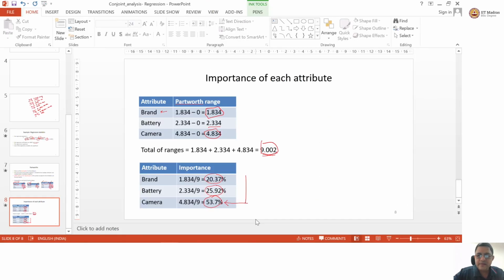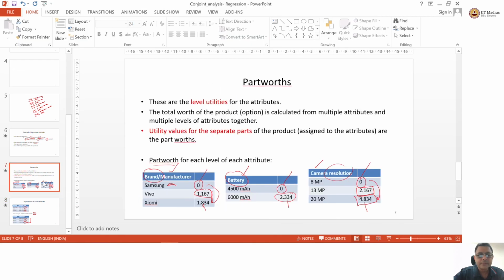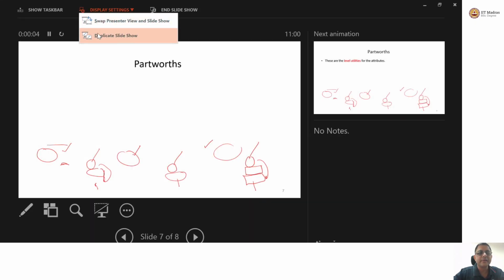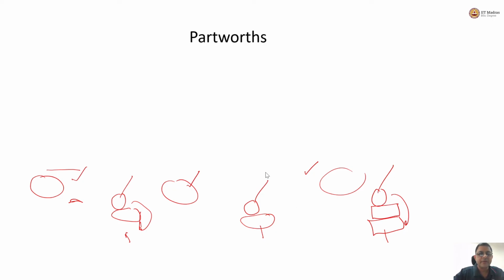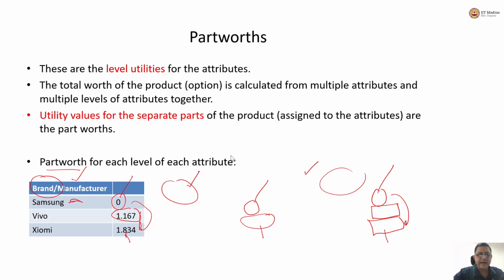And the last thing to be looked at is this: within each attribute, we have actually ranked the levels. So within the brand, Samsung is the base brand. Samsung is the least preferred brand, so to say. Vivo increases the utility by 1.16 units. Xiaomi actually increases the utility by 1.83 units. So for this consumer, the ratings went up for Xiaomi more than the ratings went up for Samsung. So within this attribute, Xiaomi was the most preferred level.